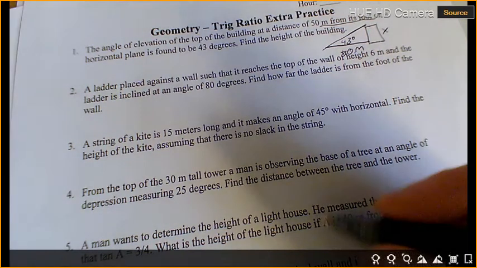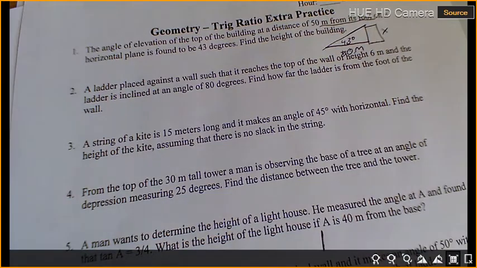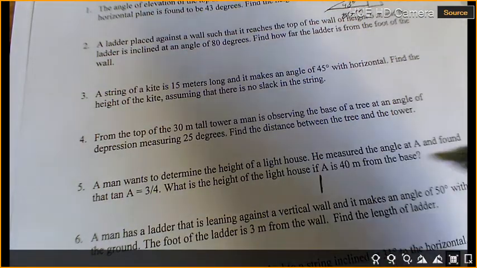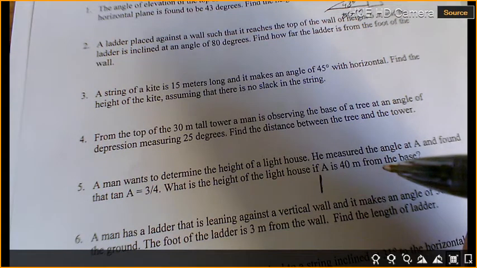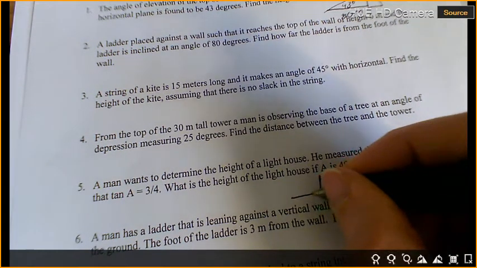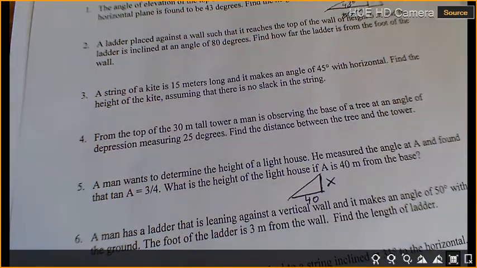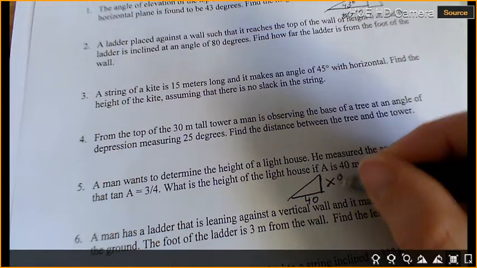Okay, so here's my lighthouse. I'm just going to do a line instead of trying to draw a lighthouse. He measured the angle at A and found that the tan of A equals 3/4. What's the height of the lighthouse if I'm 40 meters away? So I'm not given a degree, right? I'm told that the tan is 3/4. So this is the opposite and this is the adjacent, correct?